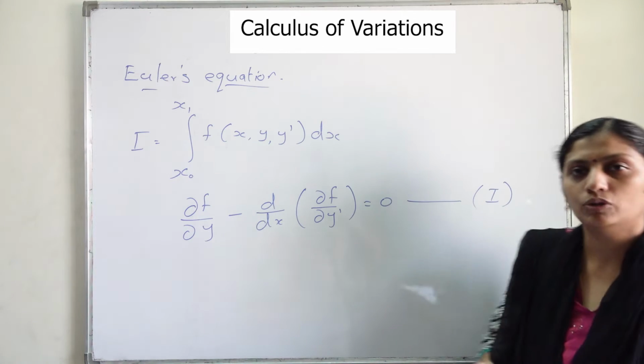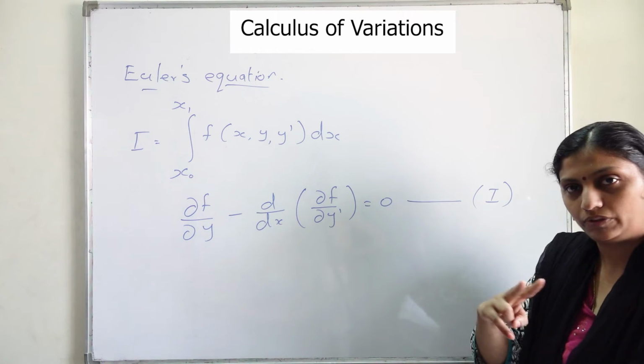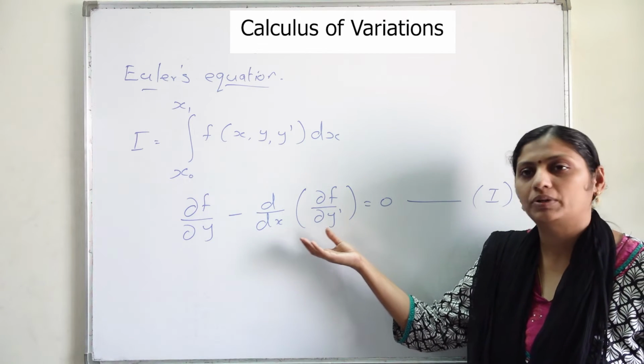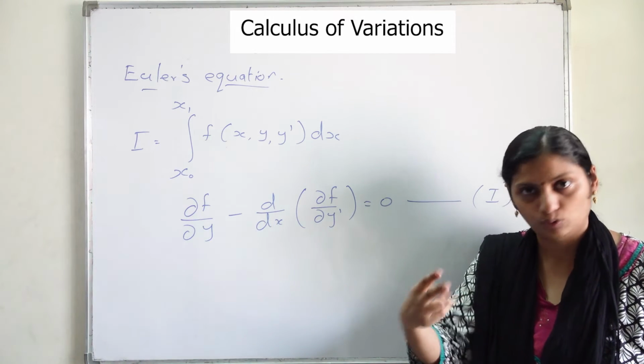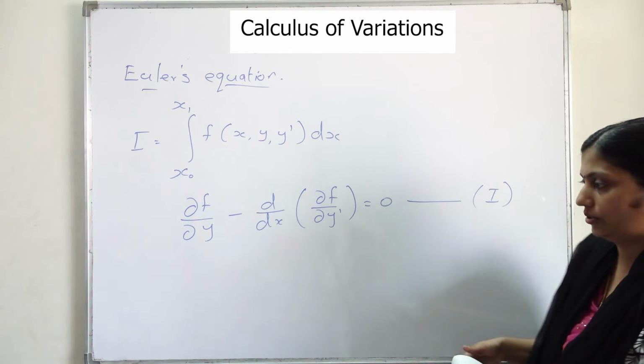You have two more forms for Euler's equation. So there are two more different forms for the Euler's equation. Just by applying the properties of derivatives, you get those two more forms. So I'll just give those two more forms of Euler's equation.